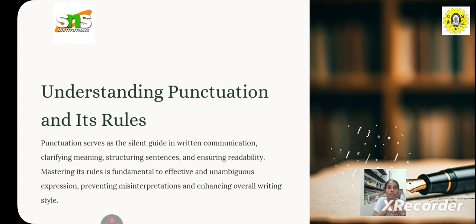And an ellipsis indicates that something is missing at the end of the sentence. So we use an ellipsis, three dots, when something is missing at the end of the sentence. So these four are called end punctuation marks. We'll discuss the remaining punctuation marks in the next session.